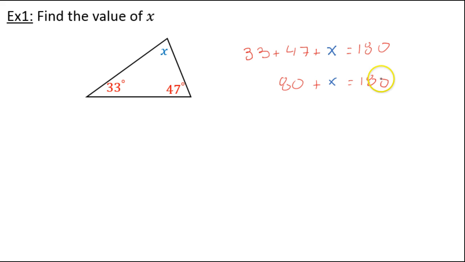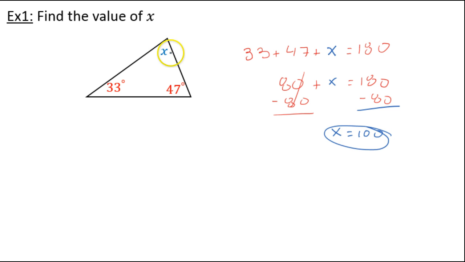is equal to 180. I subtract 80 from both sides because I'm solving for x. When I do this, this goes away. I bring down my x. And when I subtract, I get 100. So x would just be equal to 100. If we substitute that back in, we get 100 plus 33 is 133, plus 47 is 180. It checks out.